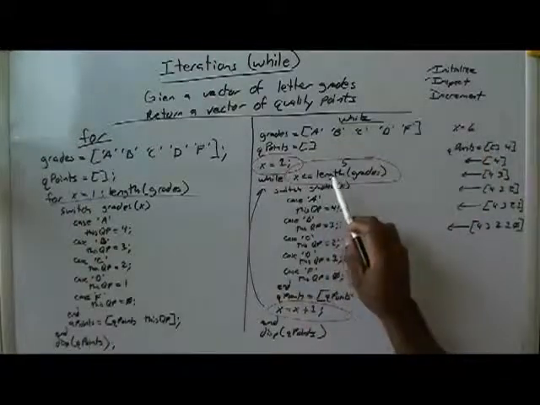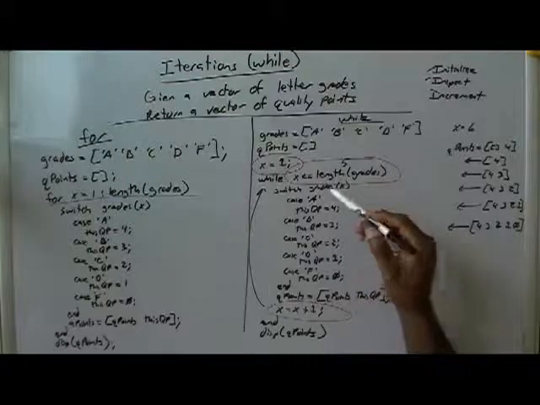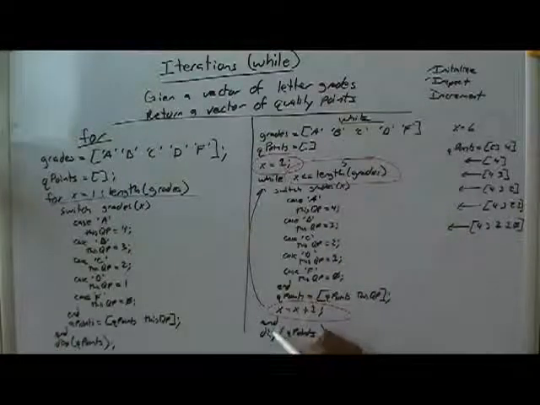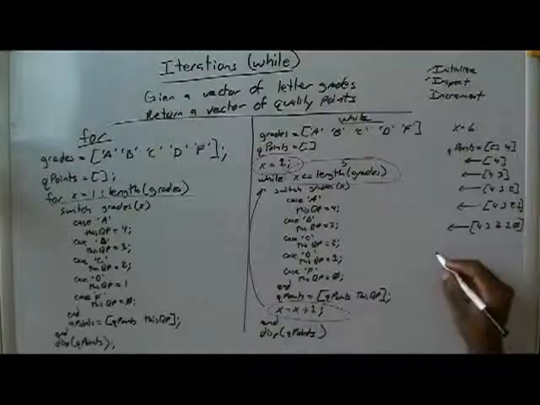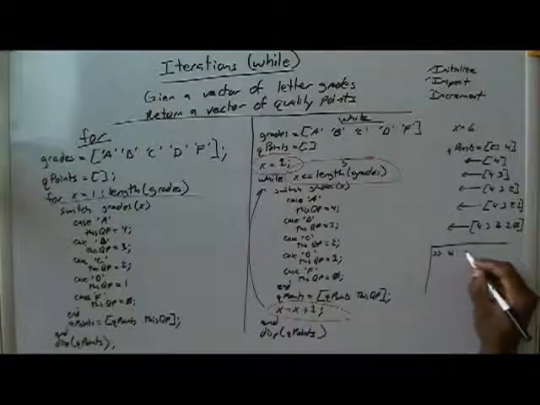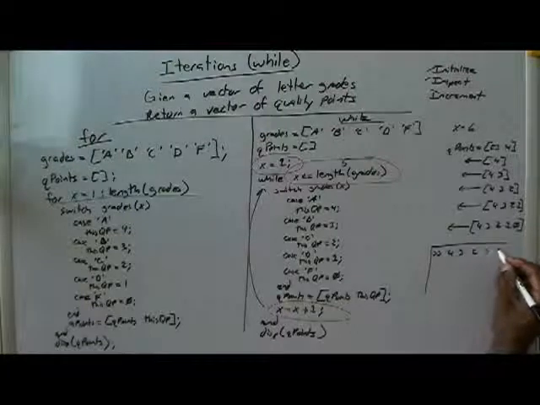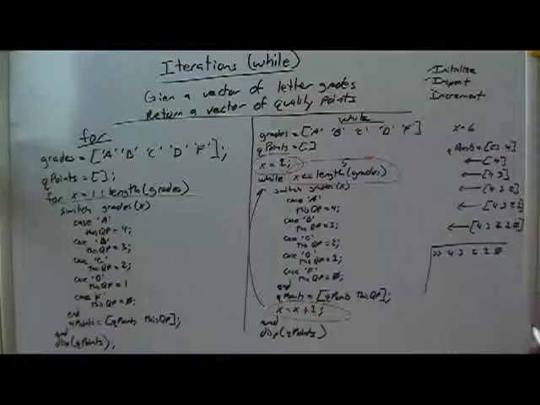6 is not less than or equal to 5, so you fall out of the while loop, and you come down here and you display Q points. So in the command window, 4, 3, 2, 1, 0 gets displayed. And that's how you go through it.